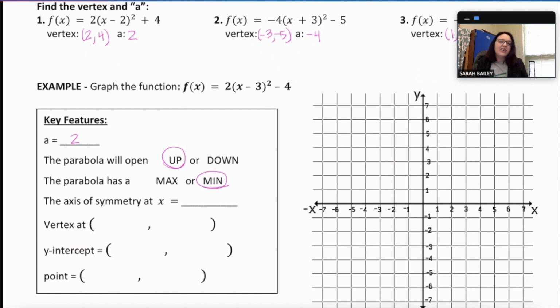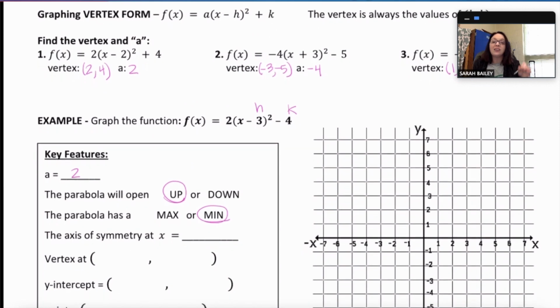All right, we're going to skip the axis of symmetry for just a minute, and we're going to go directly to our vertex. So H is right here, and K is right here. Now, be careful. It's supposed to be X minus H. So that's my H. And my K, though, should be negative 4, right? Actually, I shouldn't have put that there. So we're going to look here for H, and we're going to look here for K. So my vertex would be 3, negative 4.